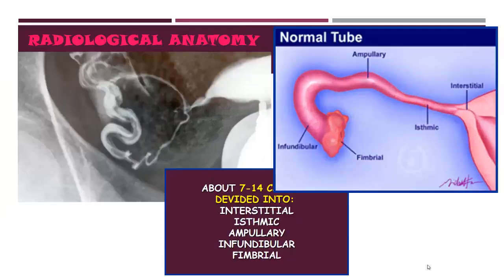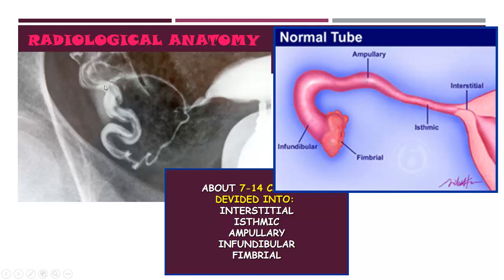So the gold standard for imaging the fallopian tube is hysterosalpingiography. Note here how nicely the fallopian tube is well delineated. This is the interstitial part of the fallopian tube, the isthmic part, the ampullary part of the fallopian tube. Here in the figure you see the different parts of the fallopian tube. And this is the ampullary part with the normal mucosal pattern.